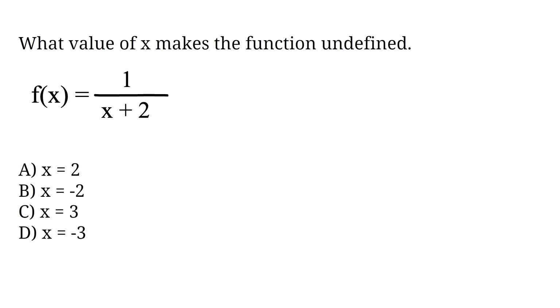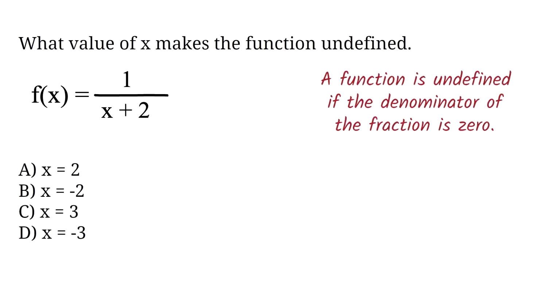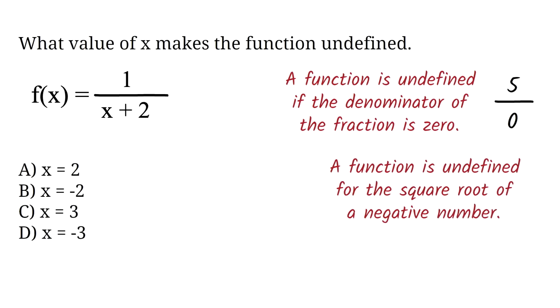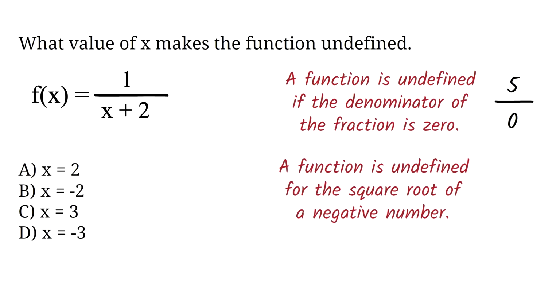What value of x makes the function undefined? A, x equals 2. B, x equals -2. C, x equals 3. D, x equals -3. There are two conditions that make a function undefined. 1. A function is undefined if the denominator of the fraction is 0. Example, 5/0 is undefined. 2. A function is undefined for the square root of a negative number. Example, the square root of -9 is undefined.